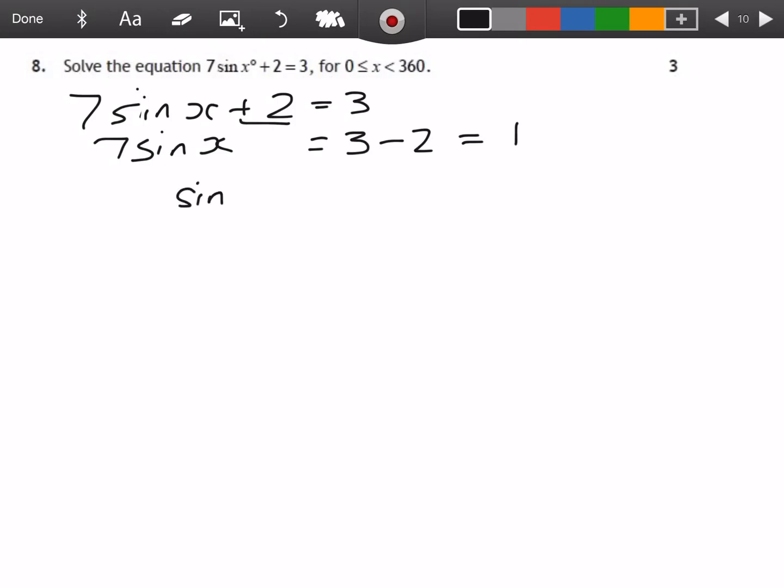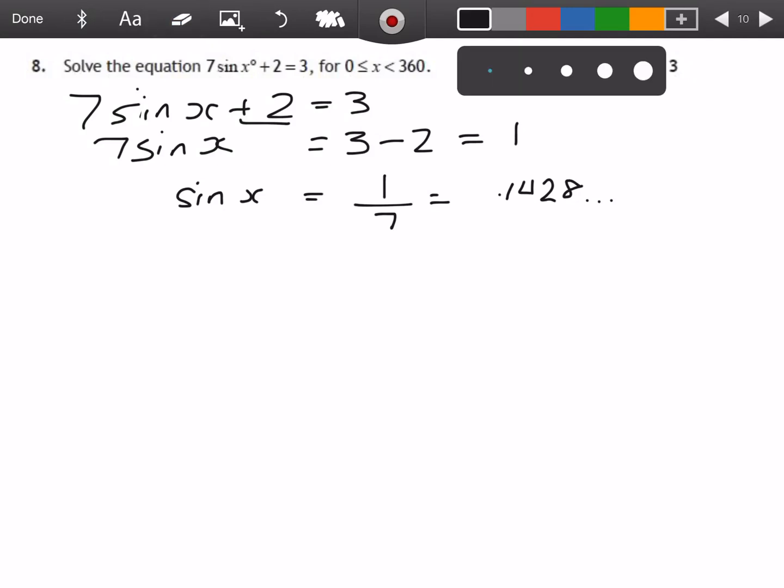Now, how do you find sine x then? If you know that 7 sine x is equal to 1, what do you do with the 7? We do a division. 1 divided by 7 on my calculator is 0.142. Now remember, what is x? Solve the equation. X is an angle, okay? Let me just fix that. That's a 0 point. 0 point, that's better.